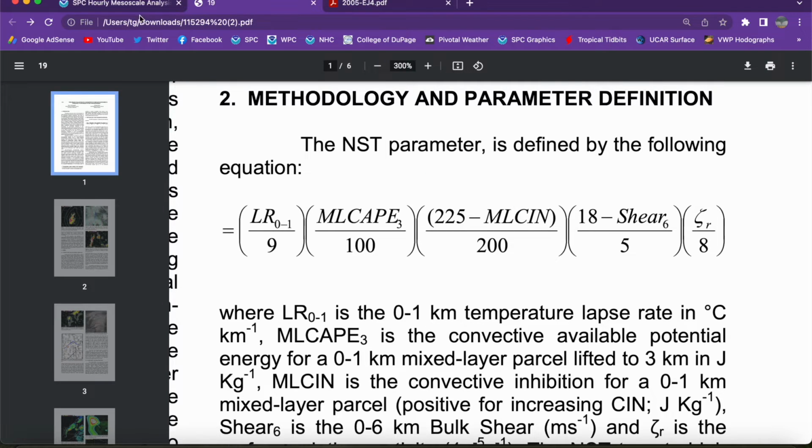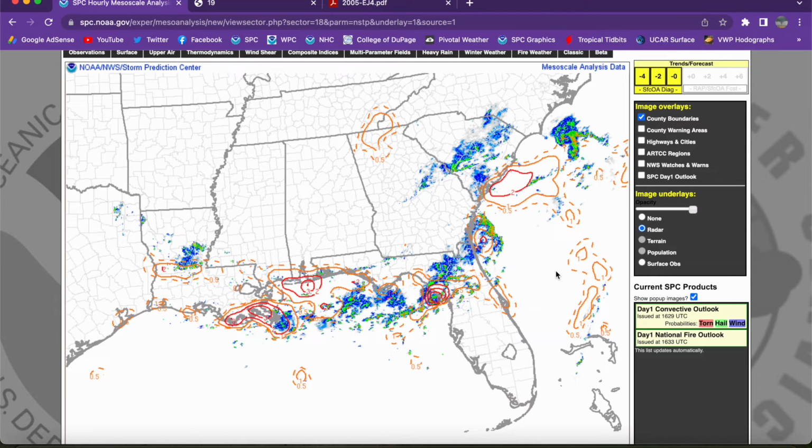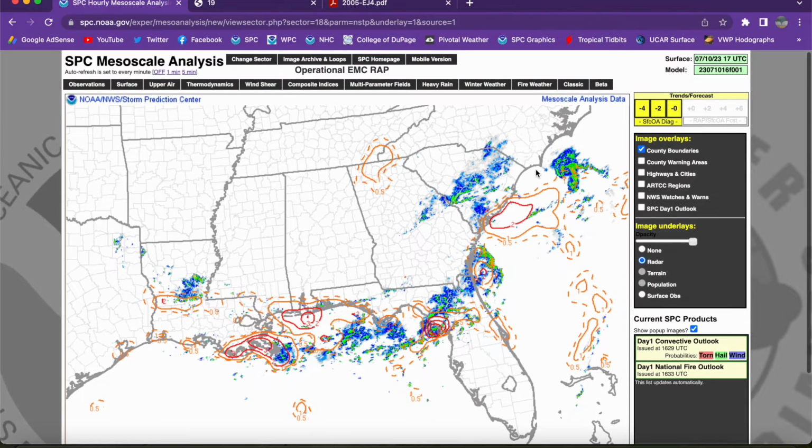So if we go back to our mesoanalysis page, for example, you see this area right here off the Mississippi-Alabama coast has some 2s and 3s over there. That means that the non-supercell tornado parameter is elevated, and that area may be slightly more favorable for landspout tornadoes than areas elsewhere. Same thing, for example, here off the South Carolina coast, a value of 2 right in there. Exact same thing, a little bit enhanced potential for landspout or non-supercell tornadoes.